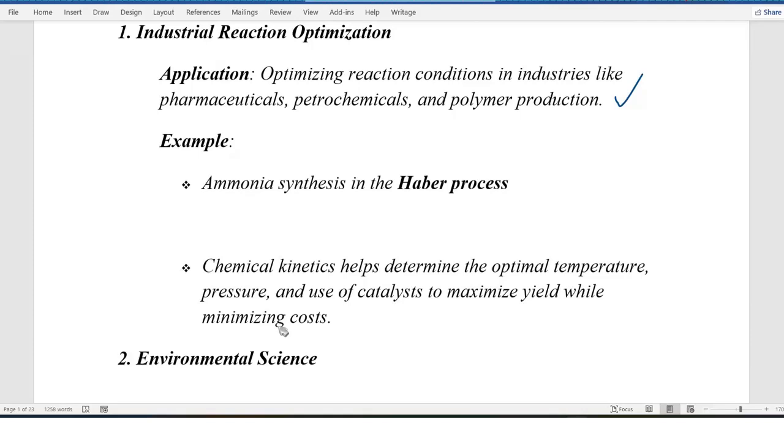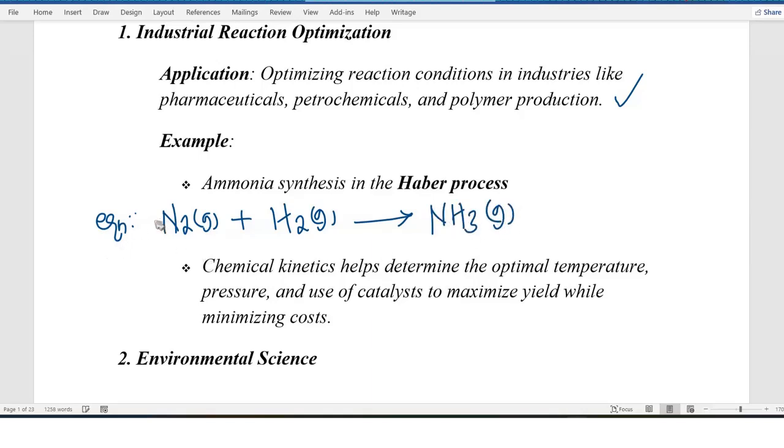So, what is the Haber process? The Haber process involves the reaction in which hydrogen and nitrogen react to produce ammonia. So, we are going to have the equation. We have nitrogen as a gas reacting with hydrogen gas to produce ammonia gas. So we can do the balancing. We put our 2 here, and we can put a 3 here.